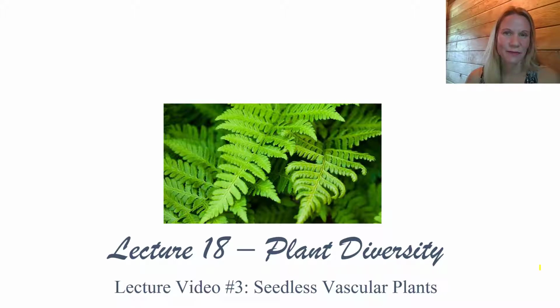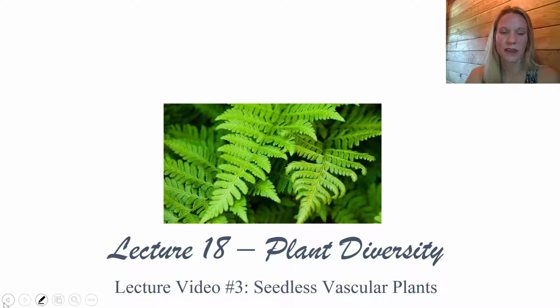Pictured on the slide, we see one of the 5 groups of plants that are classified as seedless vascular. That's right, this is a fern. Ferns are sort of the classic example of seedless vascular and will be the model organism that we will use to describe its life cycle in detail.